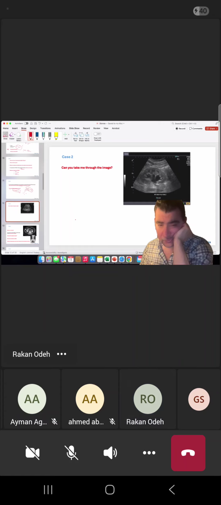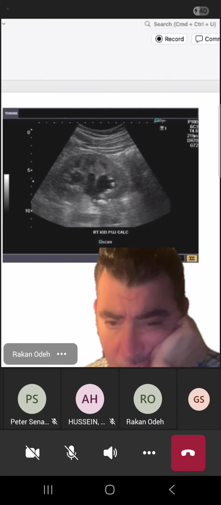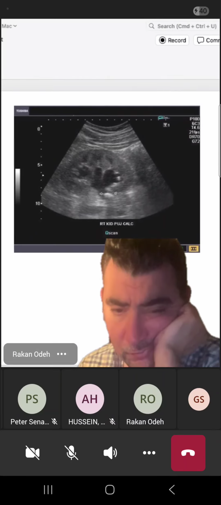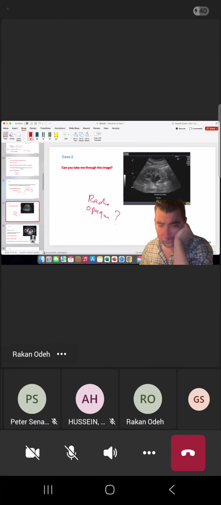Take me through it. So this is a grayscale of the kidney, showing moderate hydronephrosis and dilatation of the pelvicalyceal system, and there is a radio-opaque shadow at the junction between the kidney pelvis and the ureter, with a posterior acoustic shadow behind it. So most likely I would consider it a pelvic junction stone causing hydronephrosis of the kidney.